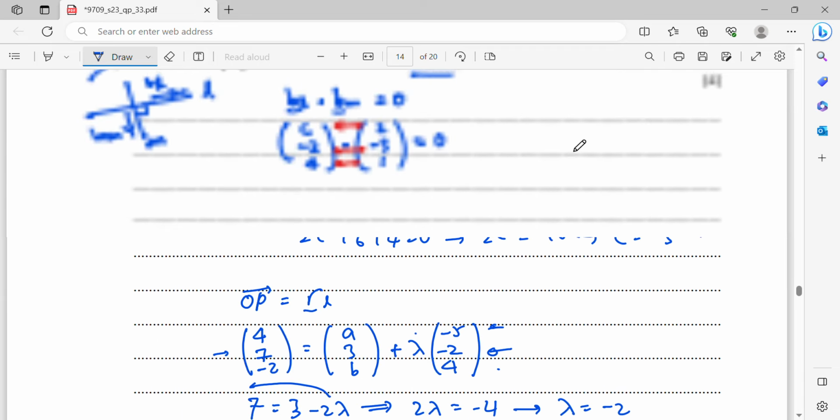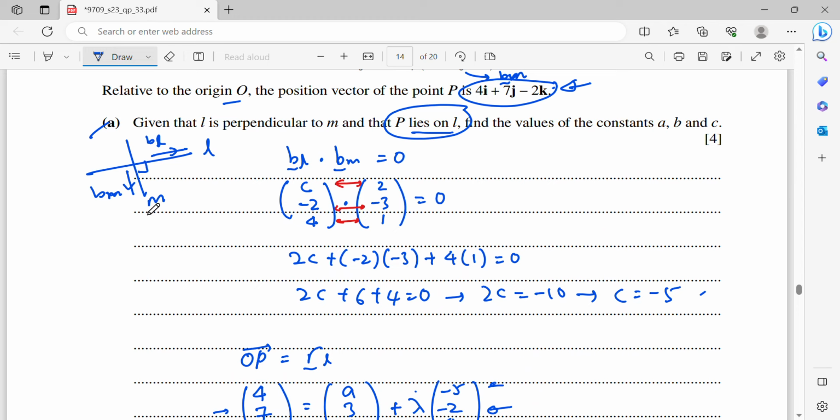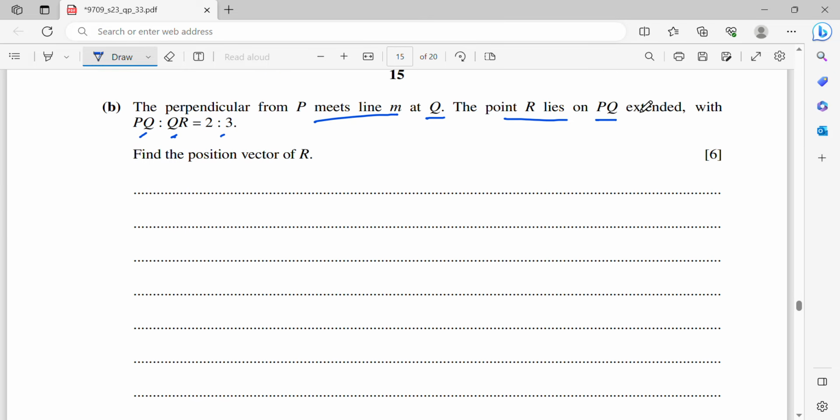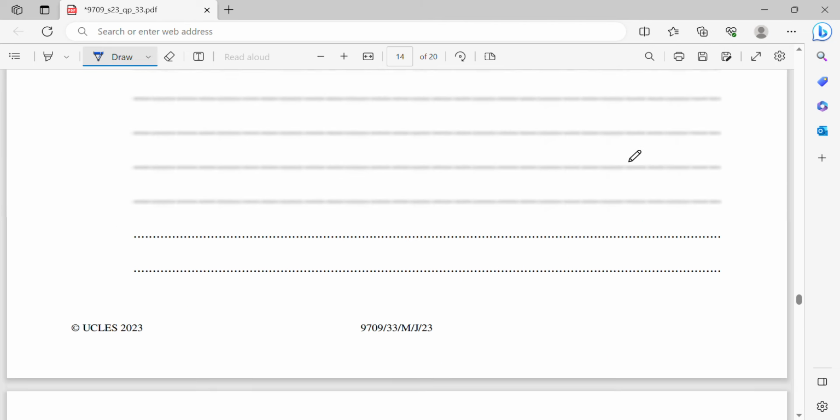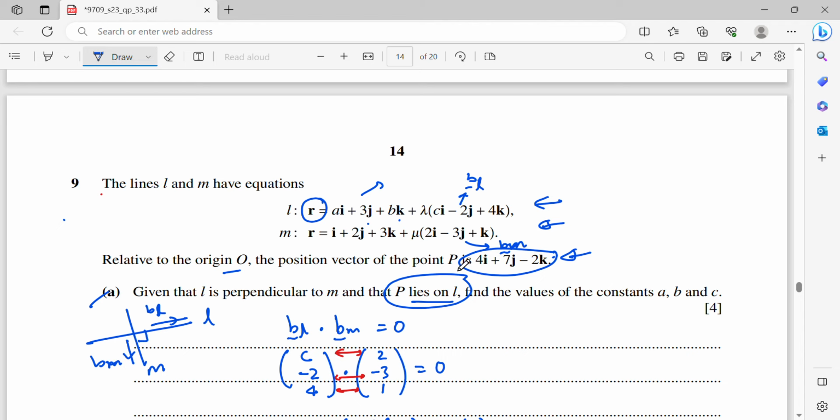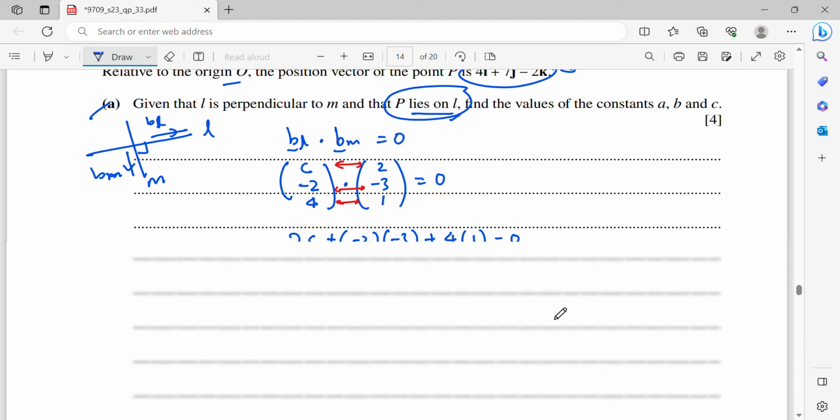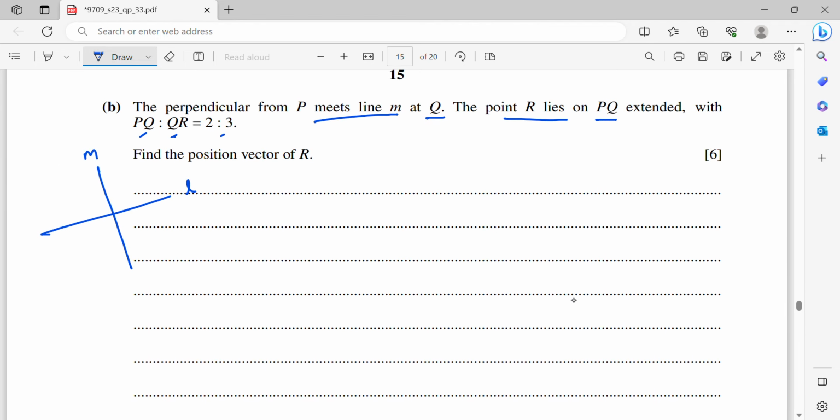Okay, just now, I let the vertical line be M, and the slanted line be L. So vertical line as M, this is my M, this is the L. Now the perpendicular from P meets line M at Q. The P just now is on L. So let's say this is my P. So P meets the M at Q. That means here is a Q.